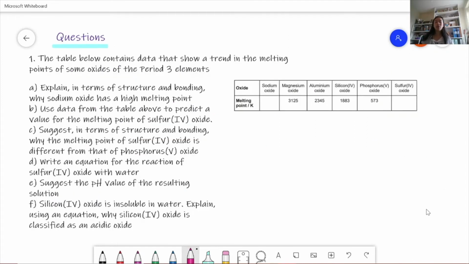Now we're going to look at some questions. So for question 1, the table below contains data that shows a trend in the melting points of some oxides of the period 3 elements. For A, explain in terms of structure and bonding why sodium oxide has a high melting point. Well, if we have a look at sodium oxide, it's made up of sodium ions and oxide ions.